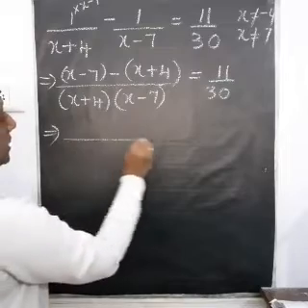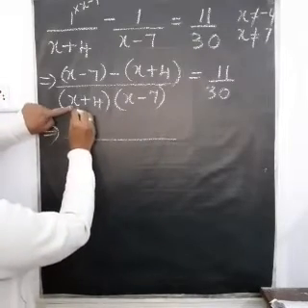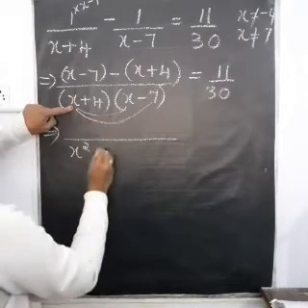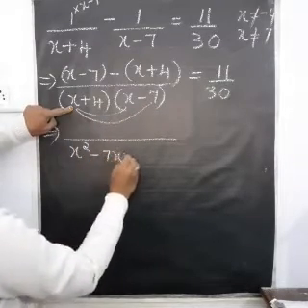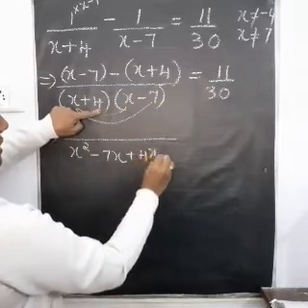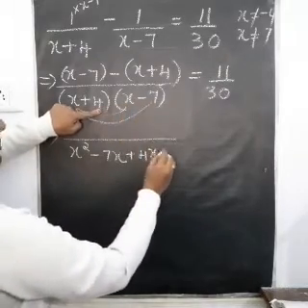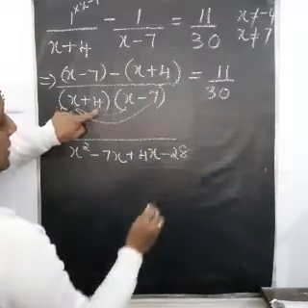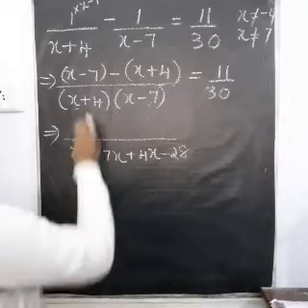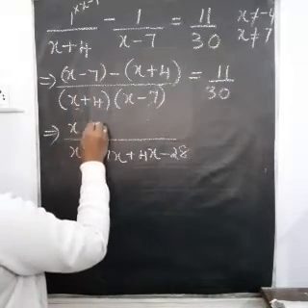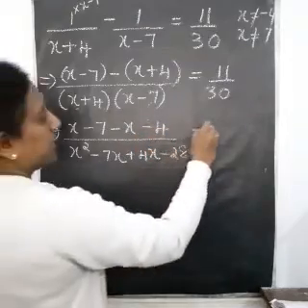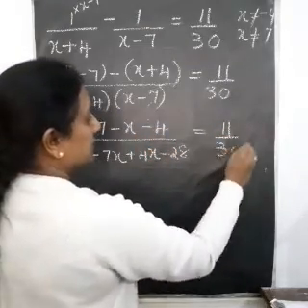So in the denominator we have to multiply. x into x will be x squared. Then x into minus 7 will be minus 7x. Then x into 4 will be plus 4x. And 4 into minus 7 will be minus 28. Have you got it? So once you have got it like that, now let us expand on top. What will you get? x minus 7 minus x minus 4 equal to 11 by 30.